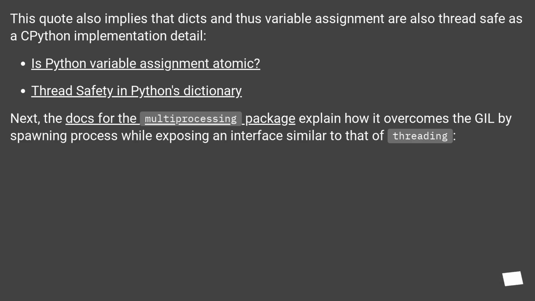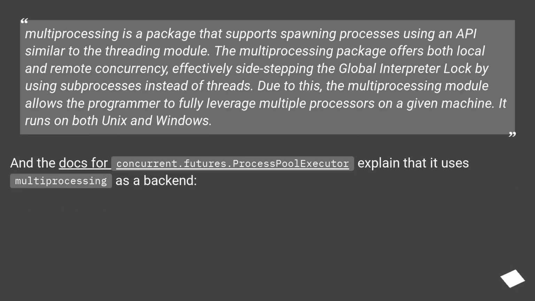Next, the docs for the multiprocessing package explain how it overcomes the GIL by spawning processes while exposing an interface similar to that of threading. Multiprocessing is a package that supports spawning processes using an API similar to the threading module. The multiprocessing package offers both local and remote concurrency, effectively sidestepping the global interpreter lock by using subprocesses instead of threads. Due to this, the multiprocessing module allows the programmer to fully leverage multiple processors on a given machine. It runs on both Unix and Windows.